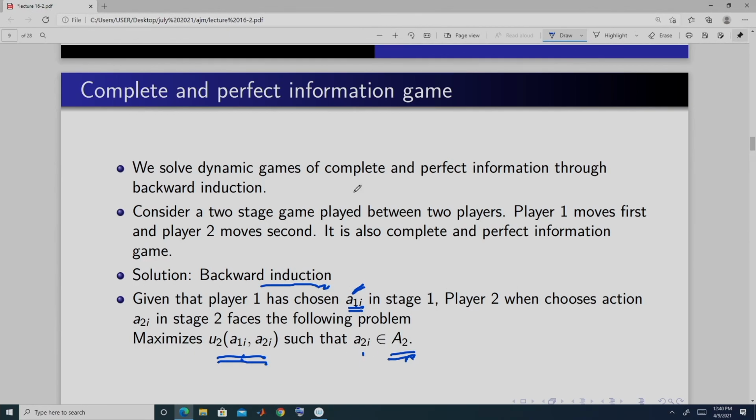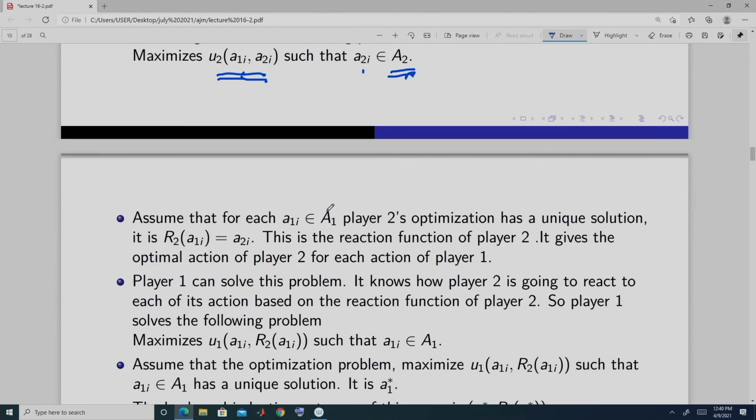Okay. So, then it means what? Then we will have a solution to this optimization problem, and we assume that there is a unique solution. Okay. So, then what do we get? We get a function like this, and we call this a reaction function. So, we plug in the value of A1I, that is the choice or the action of player 1, and then we get the optimal choice of player 2. So, this is the reaction function of player 2. So, it is a function of the action of player 1.